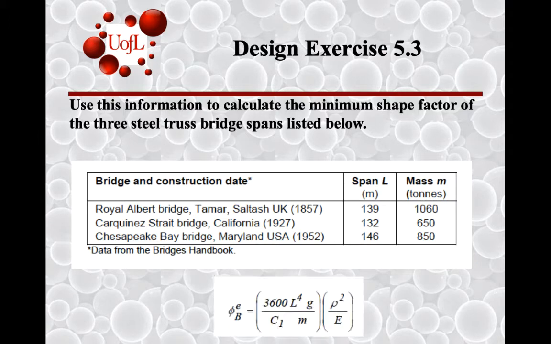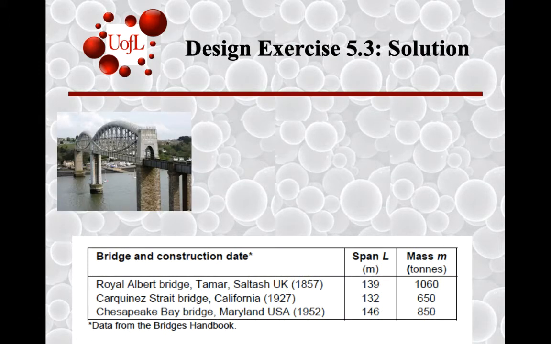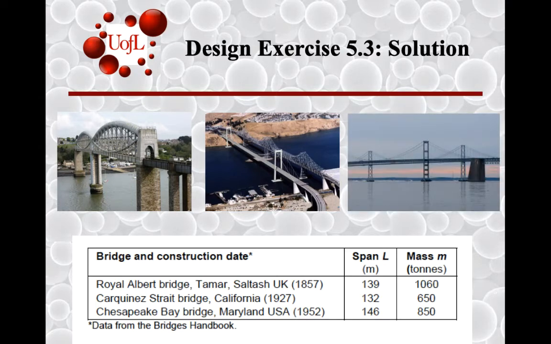So we have M, we have L. Because it's steel, we can look up rho and E. What is C1? Do you know what is C1? How you can find that for these kinds of trusses? So if you Google the names of these bridges, the leftmost is the Royal Albert Bridge. The middle one is the Carquinez Strait Bridge in California. Chesapeake Bay Bridge in Maryland. Driven over that many times when I was living in the Northeast, going back and forth between New York and DC, and eventually from Pennsylvania to DC as well.